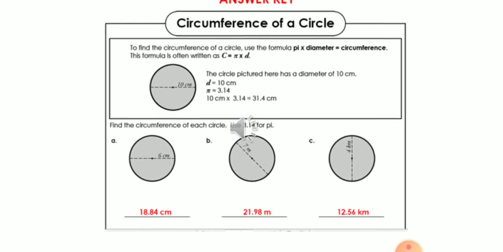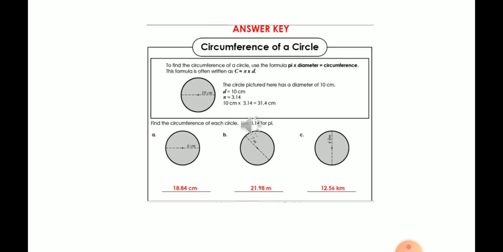Circumference of a circle. For the circumference of a circle, we use this formula: pi times diameter equals circumference. Pi is given in the question. I give you pi equals 3.14 and the diameter in this circle is 10 centimeters. So the circumference will be 10 times 3.14, which is 31.4 centimeters.